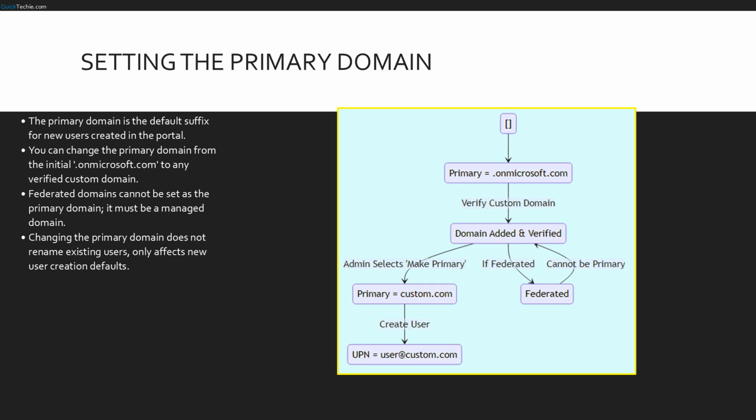This state diagram tracks the primary domain status. We start in the initial state where the onmicrosoft.com domain is primary. We transition to state 2 when a custom domain is verified. From here, the admin selects Make Primary to reach state 3. Consequently, any new user created flows from state 3, automatically receiving the custom UPN suffix. The diagram also notes a constraint. If a domain becomes federated, it loops back, as it cannot serve as the primary domain.